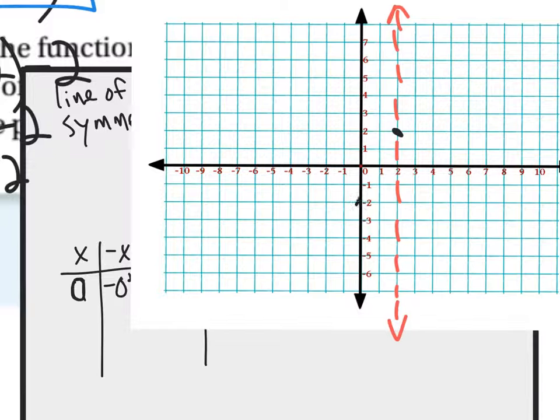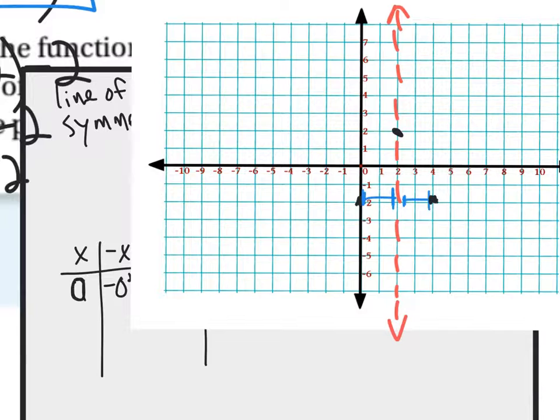0, negative 2. And then what we can do is look at how far that point is from our line of symmetry. That's 2 units to the left of our line of symmetry. If we go 2 units to the right of the line of symmetry, we should have another point on the graph because it's symmetric. We can fold on that line of symmetry and it should match up.